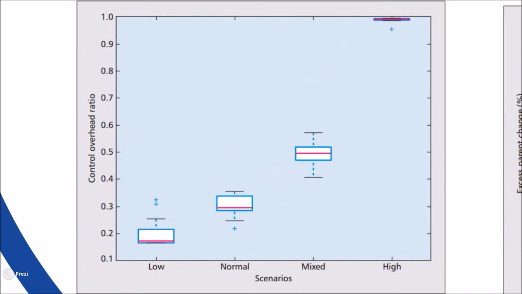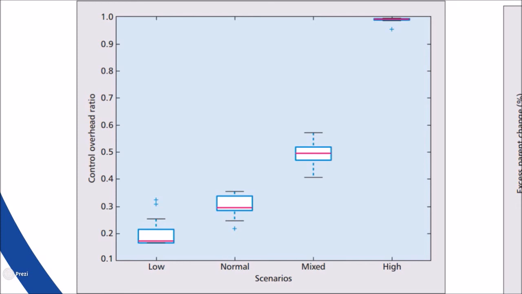This means that the vertical axis shows the overhead ratio, and the horizontal axis shows the scenarios again. The control overhead ratio means that, for example, with the low interference one, there is a 0.15. There are 0.15 control messages for each normal message that is being sent. So you want that to be as low as possible, because when you look at the high one, there is also most of the time at least one control message for each message that you send.